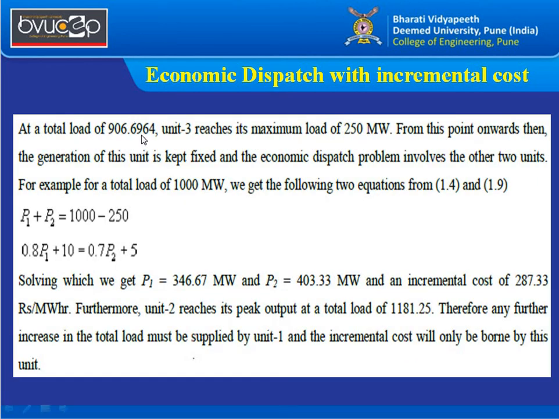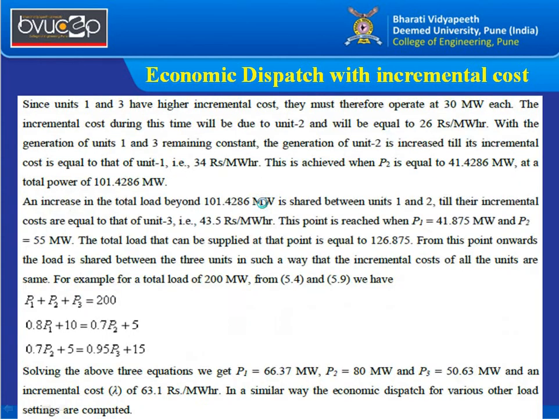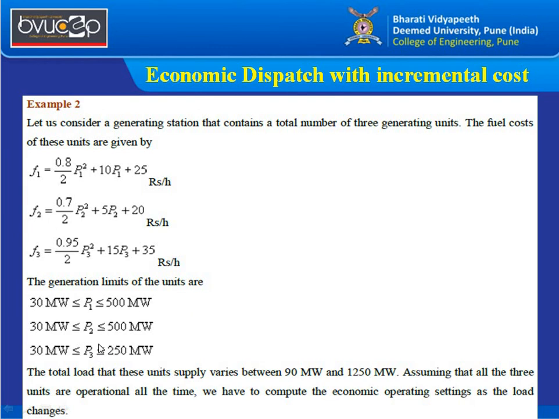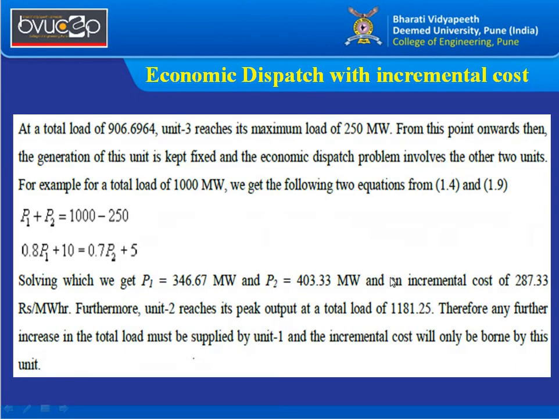So at a total load of 906.6964, unit 3 reaches its maximum load of 250 megawatt. Because we see that unit 3 has only 250 megawatt capacity, once it reaches that, the generation of this unit is kept fixed, and the economic dispatch problem now involves the other two units, which are generator 1 and 2.